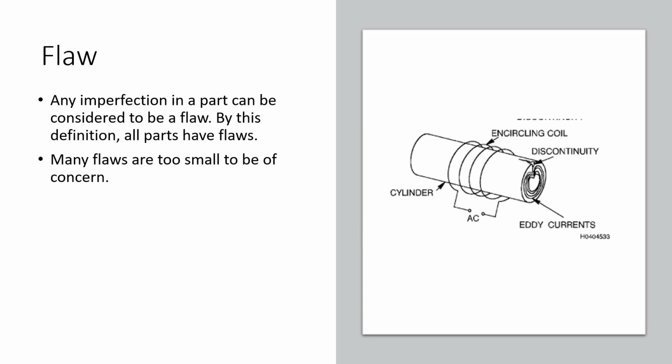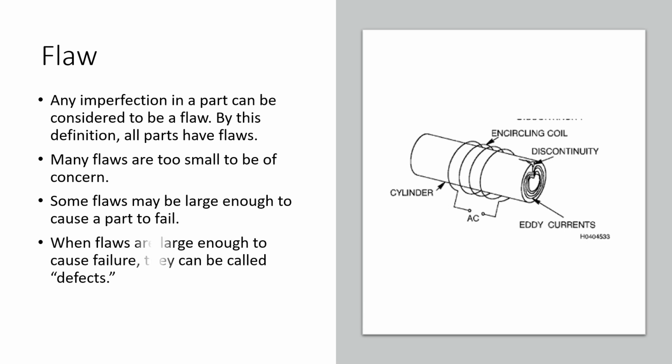They're a discontinuity. But if they get to be a large enough concern, if they're beyond a certain size, they can cause the part to fail. And at this point, we end up calling them defects. So when a flaw gets big enough to cause failure, they're called defects. So that's the difference between a flaw and a defect.